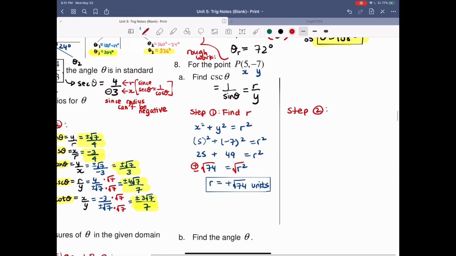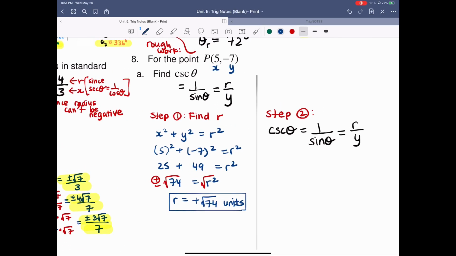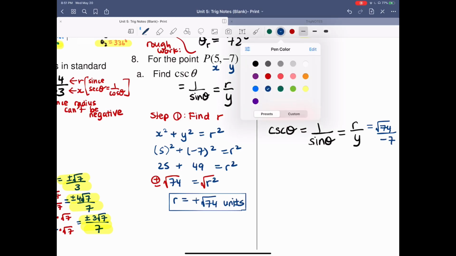So for my step 2, I need to figure out my cosecant theta and what that is equal to. Because cosecant theta is the reciprocal of sine theta, it is 1 over sine theta, and therefore that's equal to r over y, because sine theta is equal to y over r. And I'm going to plug in what I know. My radius is equal to square root of 74, and my y is equal to -7. Just going to fix that up because it's bad format right now.